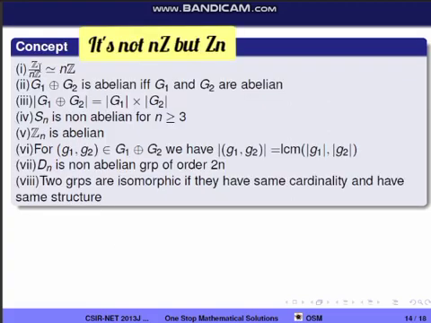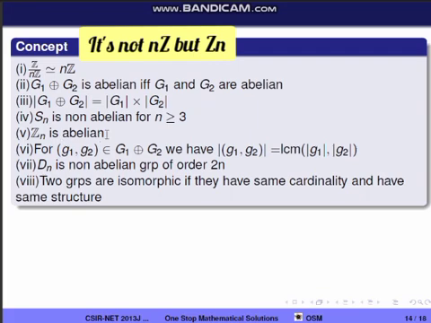So we know that Z/nZ is isomorphic to Zn. And G1 ⊕ G2 is abelian if and only if both G1 and G2 are abelian. If either one of them fails to be abelian, then the external product also fails to be abelian. And third, the cardinality of G1 ⊕ G2 is equal to the cardinality of G1 times the cardinality of G2. Sn is non-abelian for n greater than or equal to 3, and note that S3 is the smallest non-abelian group.